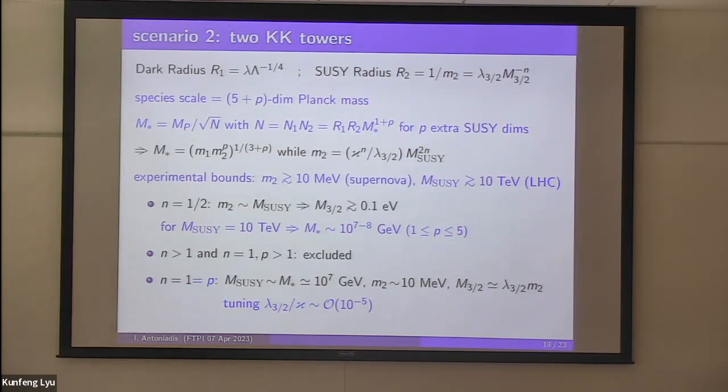The second possibility is the one in which we have 2 different towers. Although one could think in the beginning that we have much more freedom, it turns out that it is also very restricted. In that case, there are 2 towers, so for the species scale one has to take into account both contributions. And now you put experimental bounds. The second compactification scale must be bigger than 10 MeV from the supernova. The supersymmetry breaking scale should be bigger than 10 TeV. And then you find that only 2 possibilities survive.